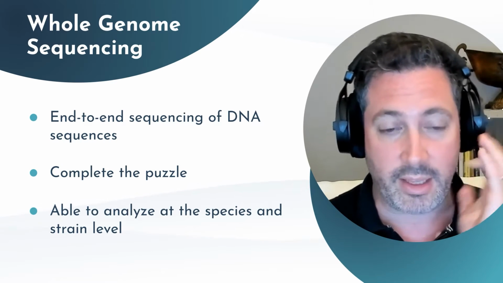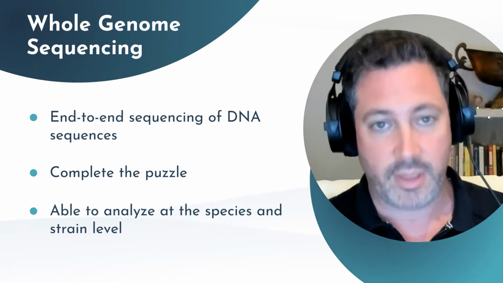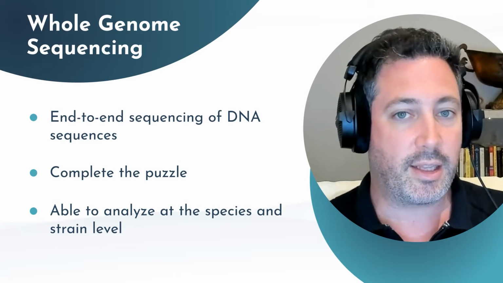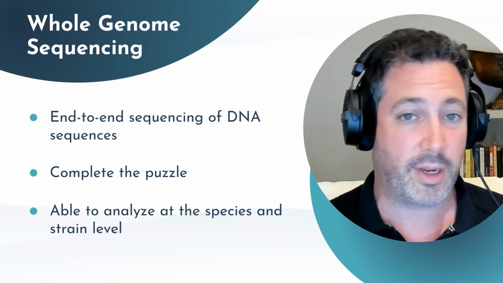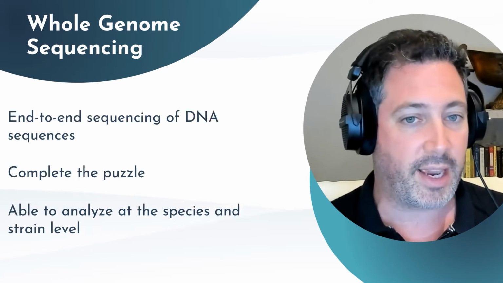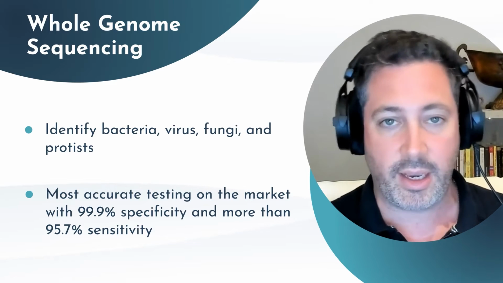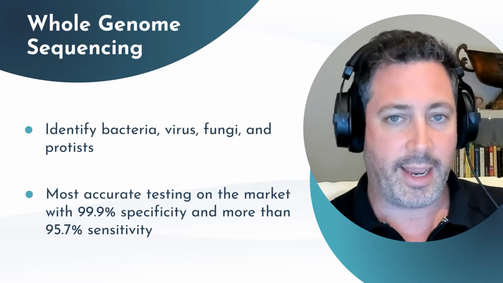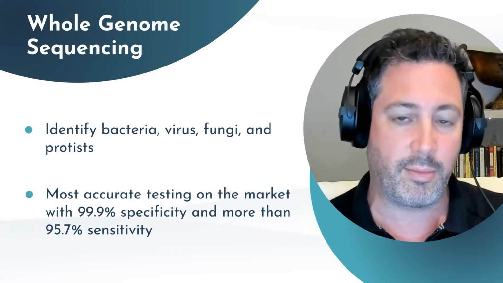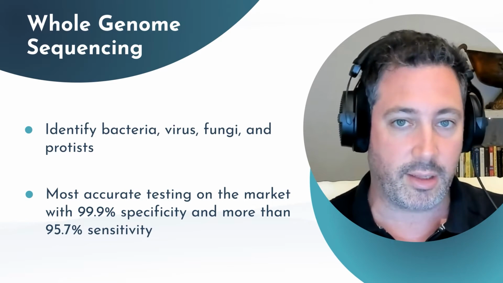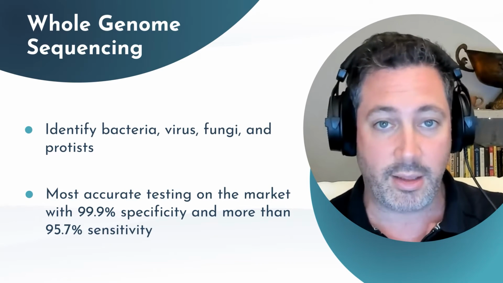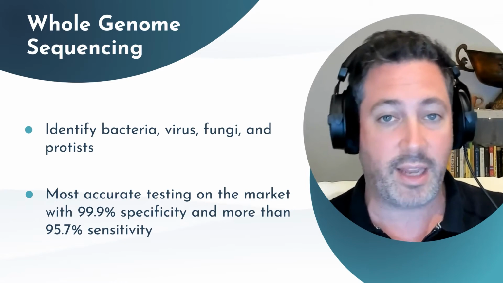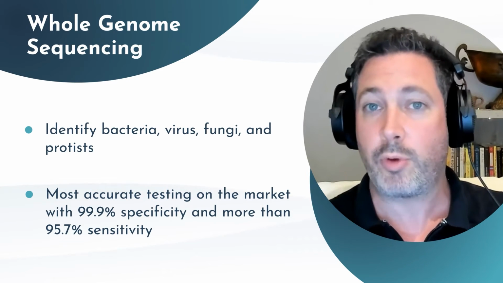We can properly identify who that person is, or in this case, who that microbe is. And we can analyze very specifically up to strain level. We can make very proper identifications in terms of what is a bacteria, viruses, fungi, and protists. We can differentiate them pretty well. And as for accuracy, it's probably the most outstanding accuracy in the market, with 99.9% specificity and more than 95.7% sensitivity. It's pretty reliable when we look at this information to know that we're seeing what we're seeing, and it's not something else.